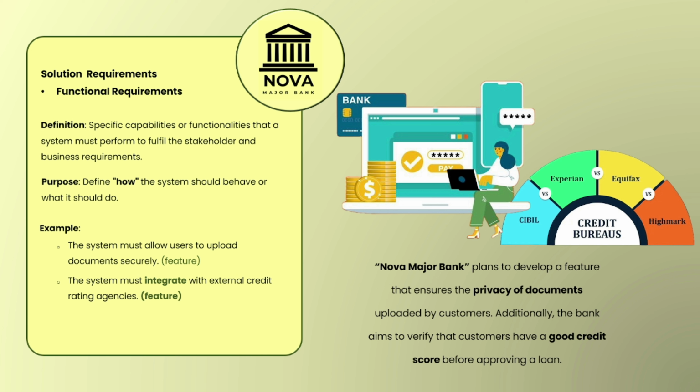Credit score is nothing but the trust parameter of any customer, any applicant, which tells us the capability of repaying the payment. So on the basis of a credit score, the bank takes the decision whether a loan should be given or not. So the Noah Major Bank plans to develop a feature that ensures privacy of documents uploaded by the customer. Additionally, the bank aims to verify the customer has a good credit score before approving a loan.